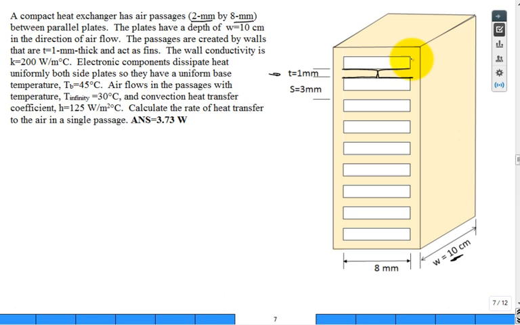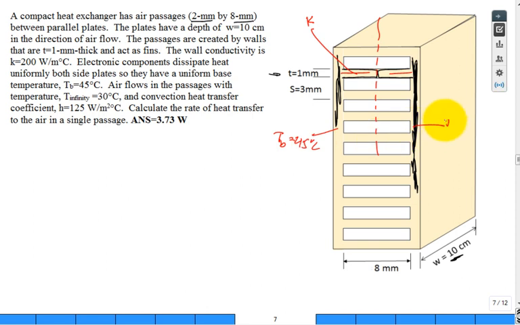Where the temperature over here is my base temperature, and it's symmetrical. So it's like this is a fin on the left, and this is a fin on the right. Okay. The wall conductivity is 200, so they're giving us the K for the material. The electronic components dissipate heat uniformly, both side plates, so that they have a uniform base temperature. So over here, this is TB of 45, and over here the TB of 45 degrees C.